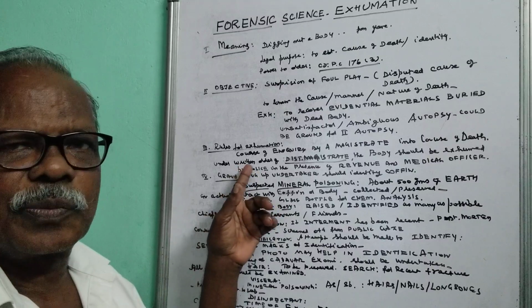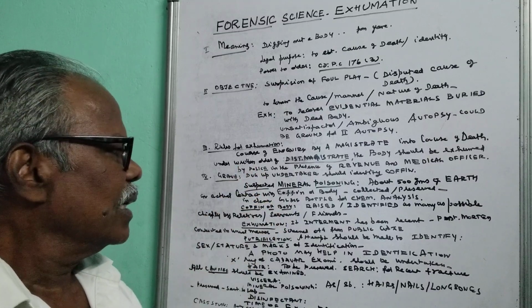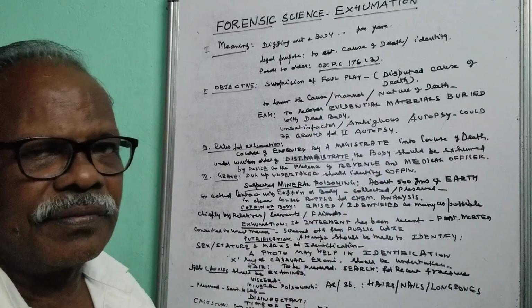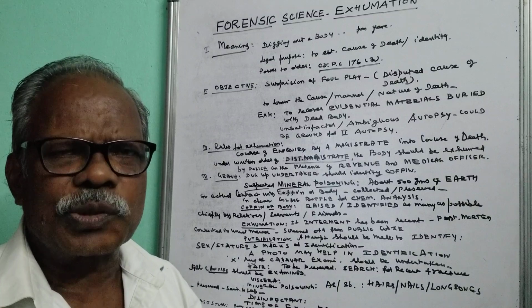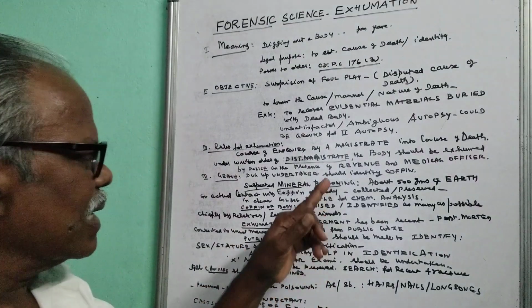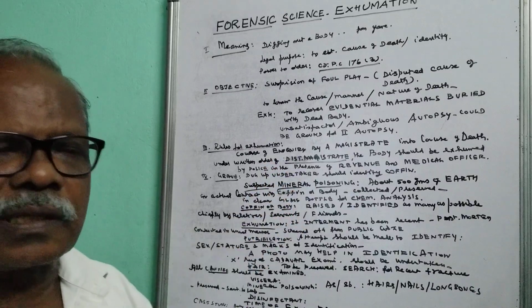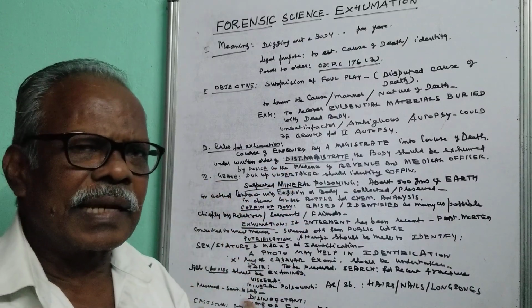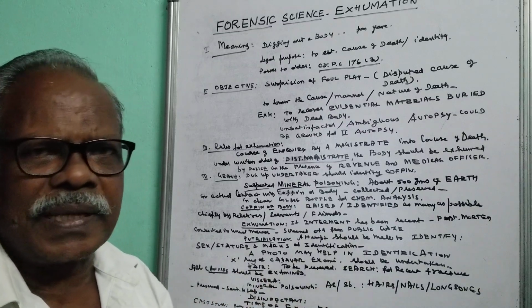The body should be exhumed by police in the presence of revenue officials and a medical officer. So the revenue officer should be there, the medical officer should be there, and police should also be there. Then the grave: the graveyard means the burial place.